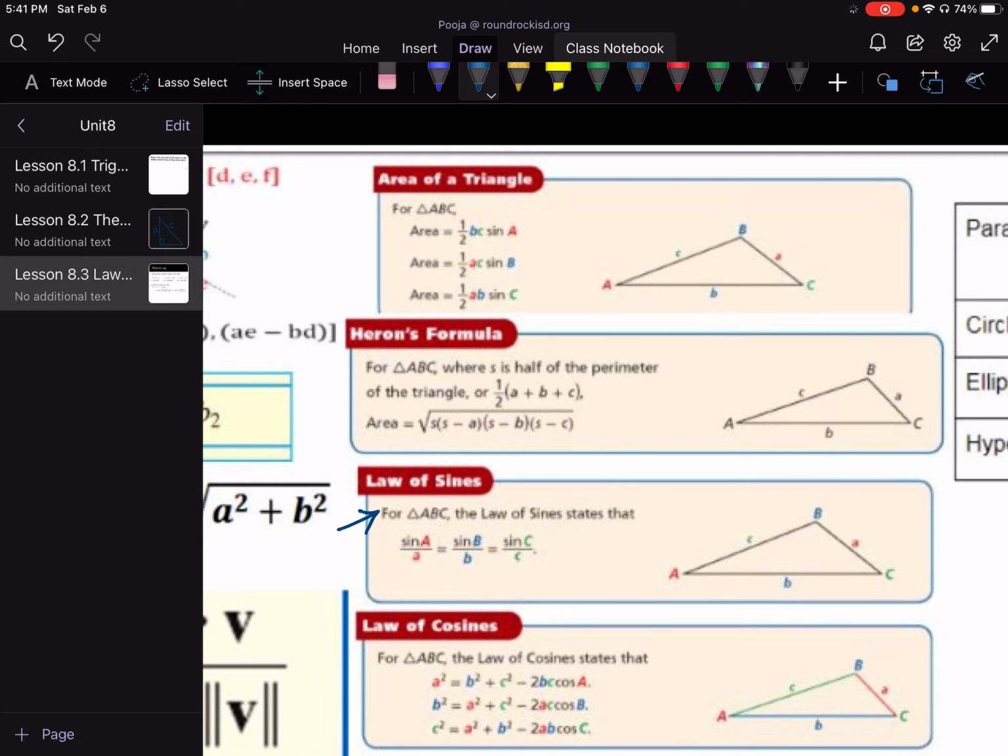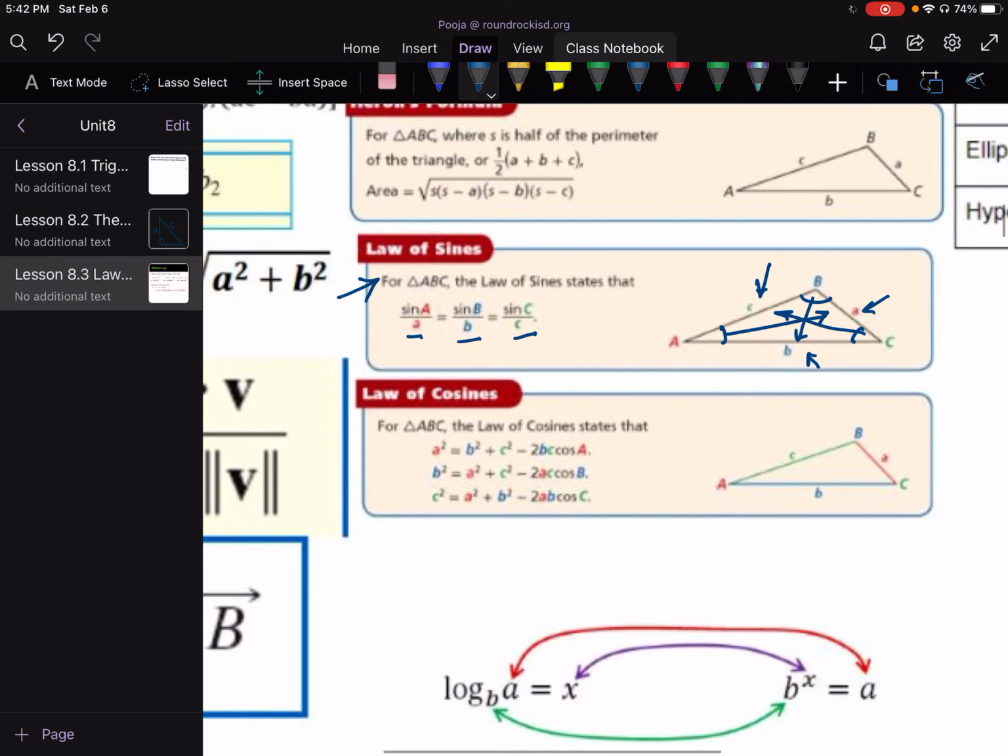This is the law of sine formula, which is sine A over a, sine B over b, sine C over c. And again, as discussed in class, the uppercase letters represent the angles, so angle A, angle B, angle C, whereas the lowercase letters represent sides, and they have to be in that particular order, which means A is to a, B is to b, C is to c. So there are a total of 3 angle side pairs.